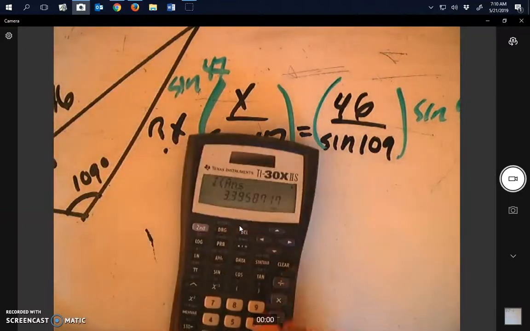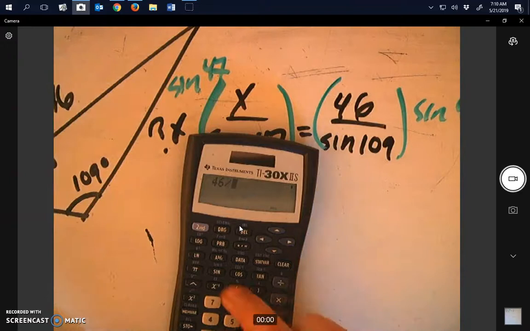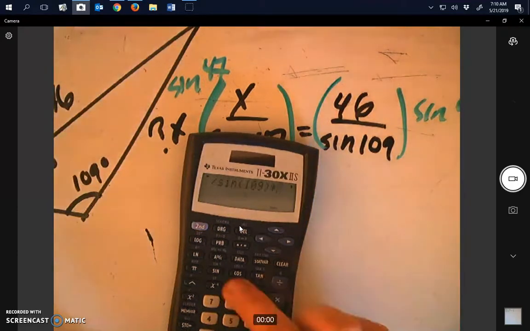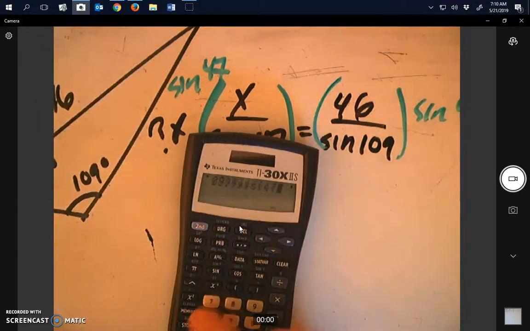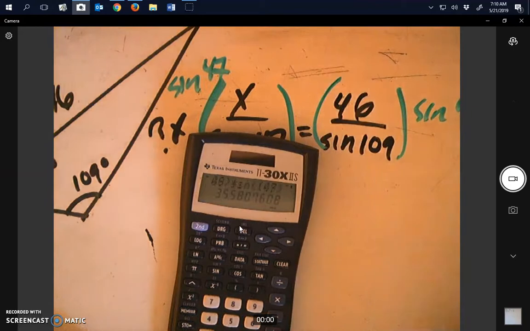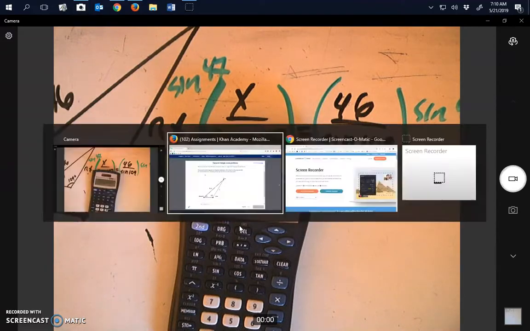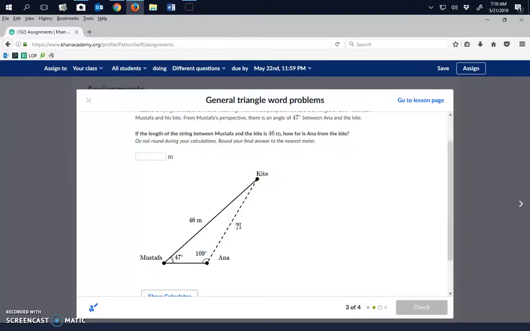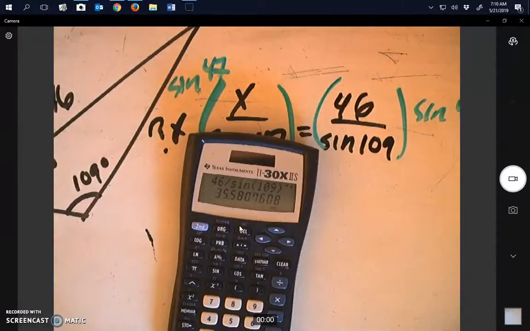There it is. So we have 46 divided by sine of 109. Close out that sine. Times our other sine, which is 47. And equals. You don't have to close that out when it's at the very end like that. 35.58. I think it's just the nearest degree, which that would round up to 36 degrees. Oh, no, this is not degrees. This is meters. Around your nearest meter. So still 36 meters. Yeah, 36.